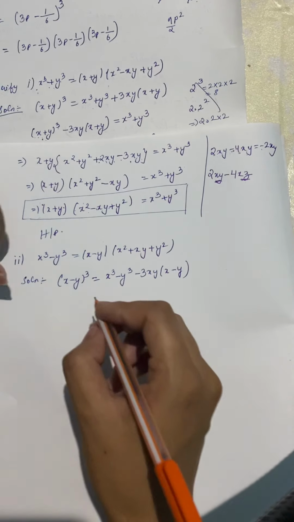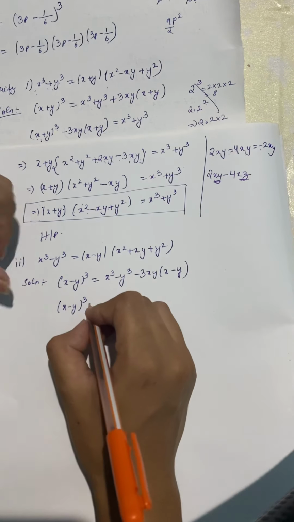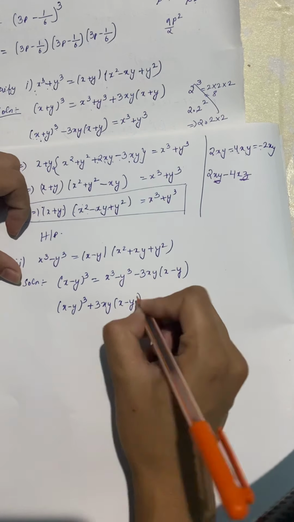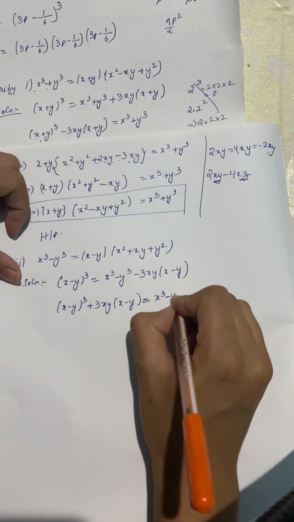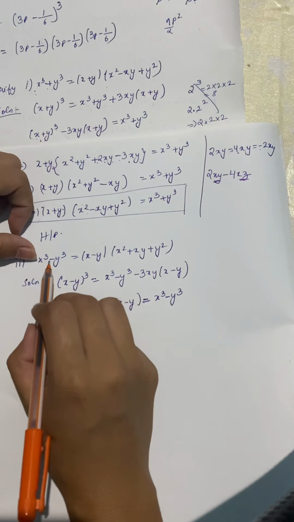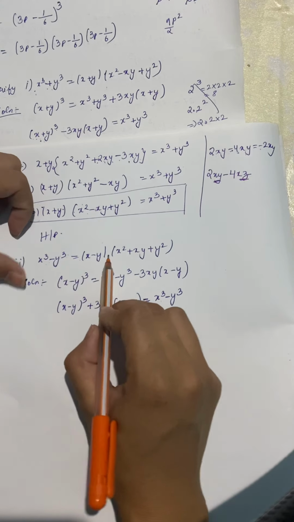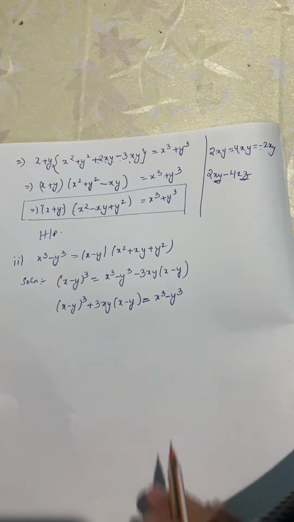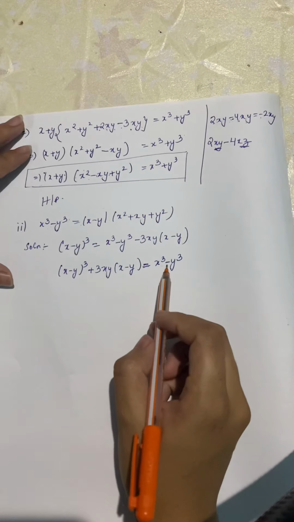Clear with this? Now you bring this to the left hand side. So this becomes 3xy into x minus y. So what are you left with on the right hand side? You're left with x cube minus y cube. So this is what we're left with, x cube minus y cube, and we have to prove that x cube minus y cube is equivalent to x minus y into x square plus xy plus y square. Let me remove this, let me not confuse you with this paper. So this is equivalent to this.